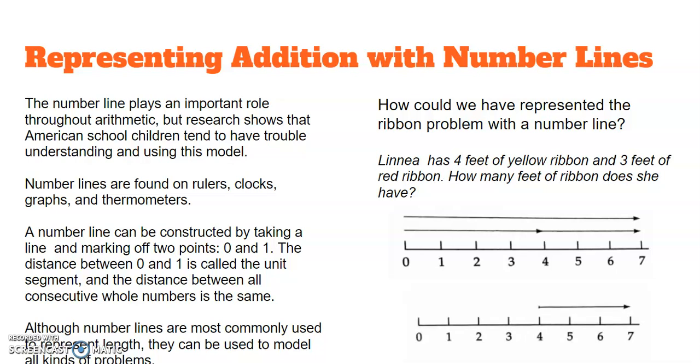Or we could just start at 4 on the number line. This is for students who have a more keen number sense, knowing that they can start at the first addend rather than begin at 0 and then move 3 units to the right, increasing on the number line.